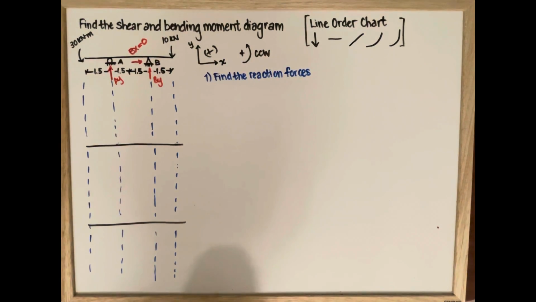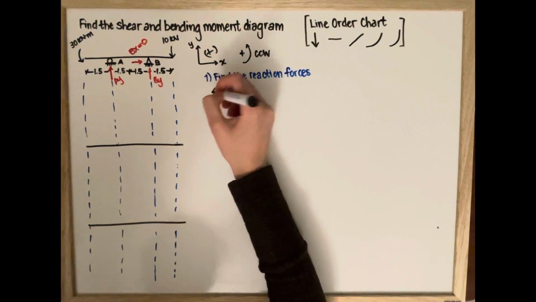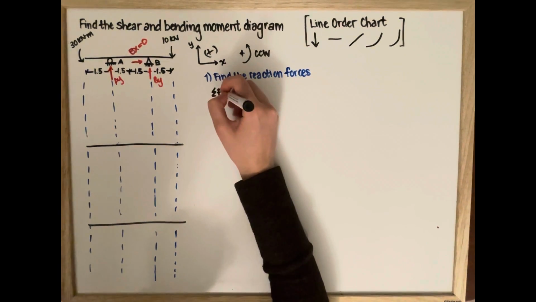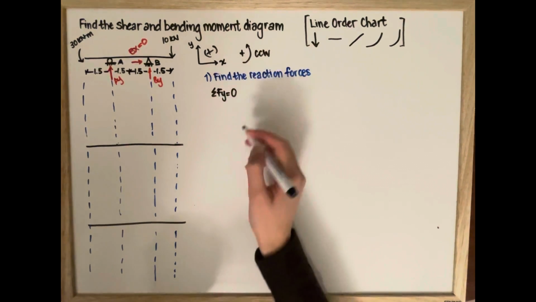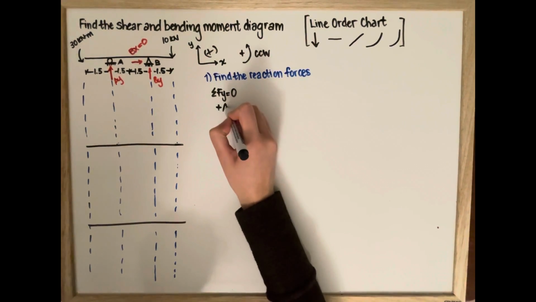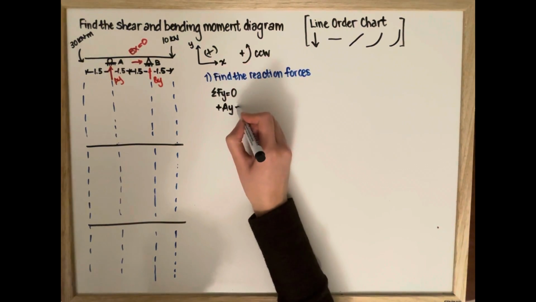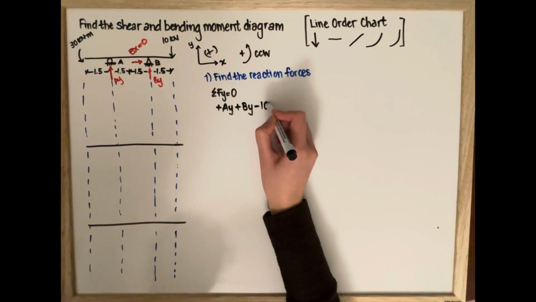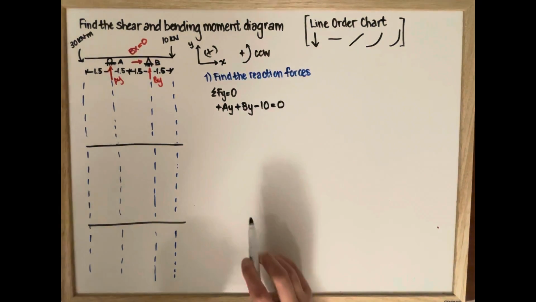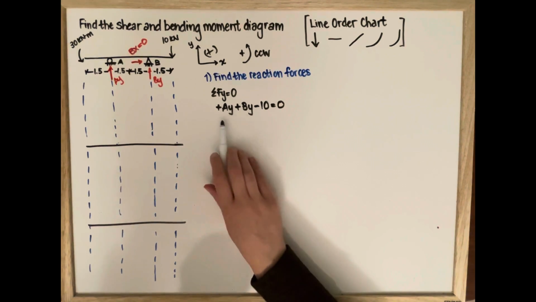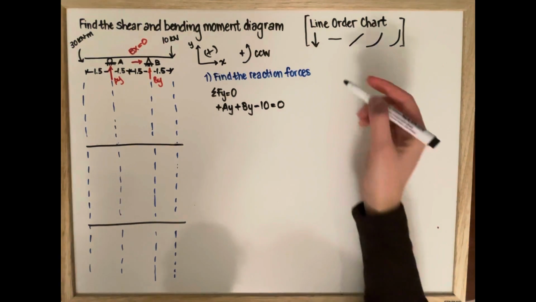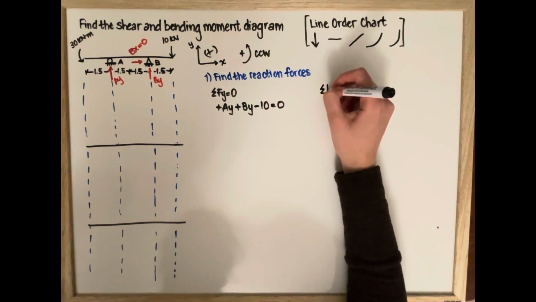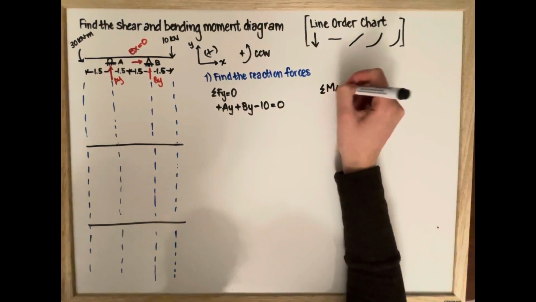The next step is to find the reaction forces. We're going to sum the forces in the Y direction. Positive AY plus BY minus 10 equals 0. We have two unknown reactions, therefore we need another equation. So we'll sum the moment about A.